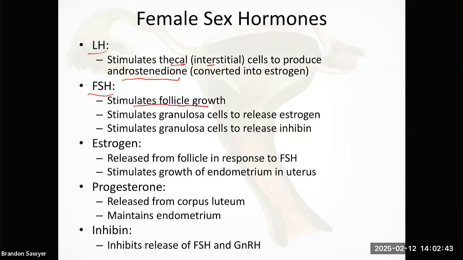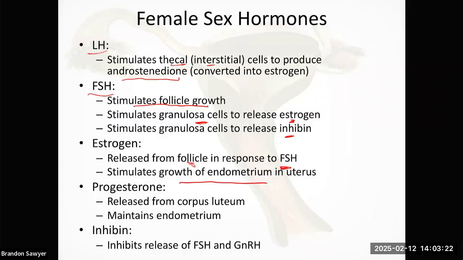FSH causes the follicle to grow. So again, it's named for that function, follicle stimulating hormone, right? It causes that follicular growth, and it stimulates those granulosa cells to not only grow, but also to release estrogen and release inhibin, just like we saw inhibin in males as well. Okay, so estrogen comes from the follicle in response to FSH and stimulates growth of the endometrium. So when estrogen is released, it causes that endometrial layer to grow, right? Whereas when FSH is released, it causes the follicle to grow. So two different hormones causing growth in different places.